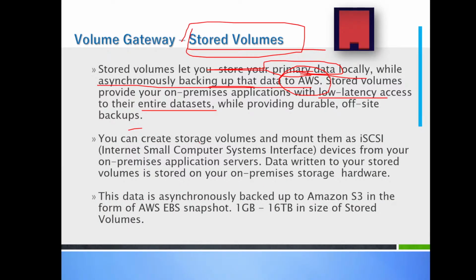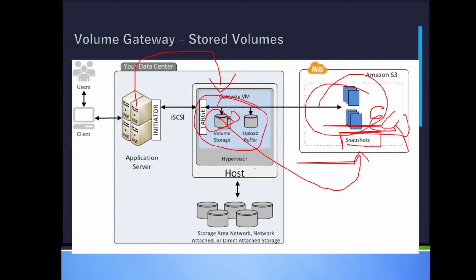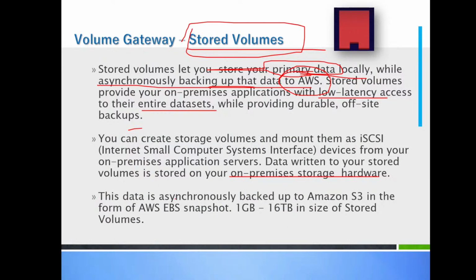You can create store volumes and mount them as iSCSI devices from your on-premise application. Data written to your storage volume is stored on your on-premise hardware. So जो भी डेटा आप इसके अंदर पुश करते हो तो यहाँ पे एक कॉपी रहती है और यहाँ पे भी एक कॉपी रहती है. And data will be asynchronous.